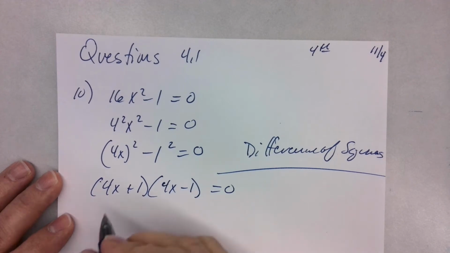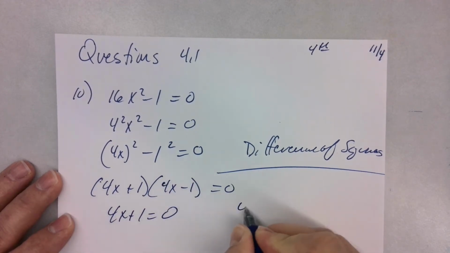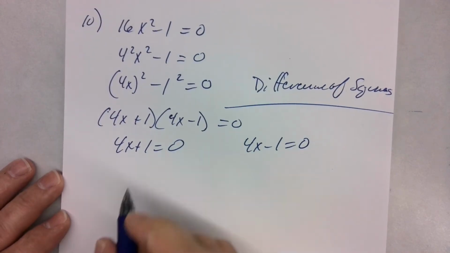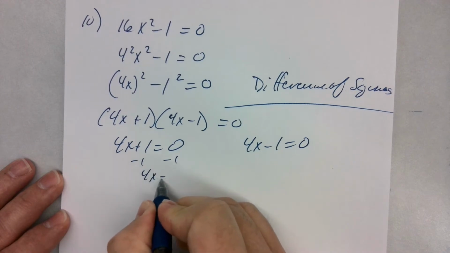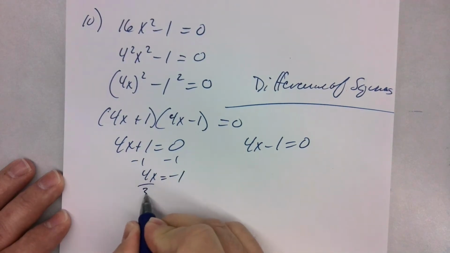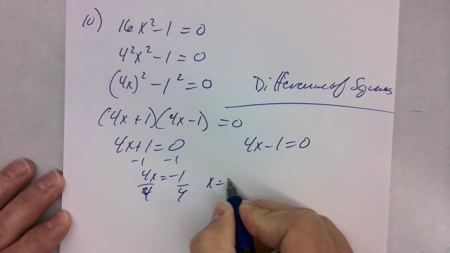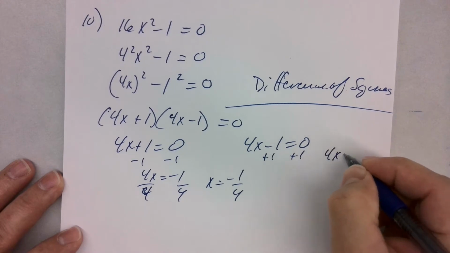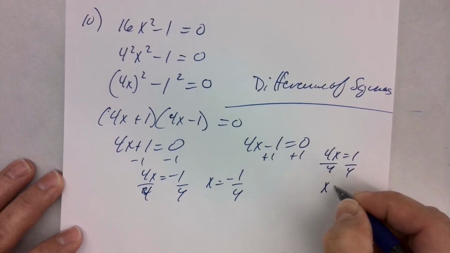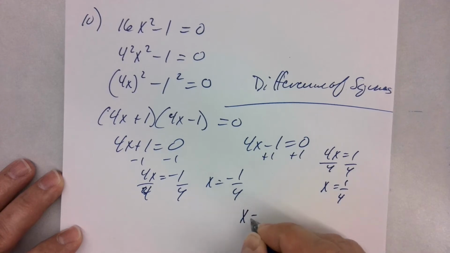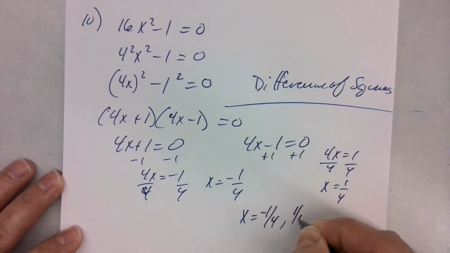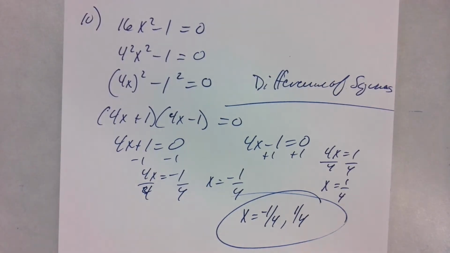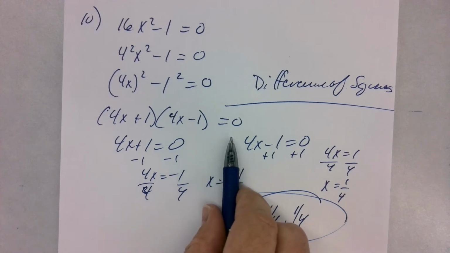And then I'm just going to take each one of these. I'm going to go 4x plus 1 equals 0 and 4x minus 1 equals 0. Then what do I do? What am I going to do here? Yeah, minus 1, 4x equals negative 1. Then I divide by 4, and I get x equals negative 1/4. Here I'm going to add 1 and add 1. I get 4x equals 1. Divide by 4, x equals 1/4. And I'm going to go x equals negative 1/4 and 1/4. Right? You found this in your notes, right, Dixon?